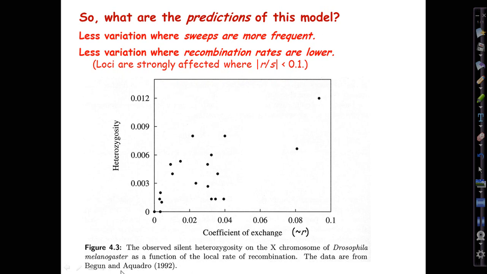Many years ago, as a graduate student, David Begun and his advisor Charles Aquadro did this beautiful study of synonymous heterozygosity on the X chromosome of Drosophila melanogaster, exploiting the fact that a lot of genetic work had established variation along the chromosome in the rate of recombination, which they call the coefficient of exchange in this graph. On the left-hand side are low values, meaning very low recombination probabilities. On the right-hand end, some rather high recombination rates.